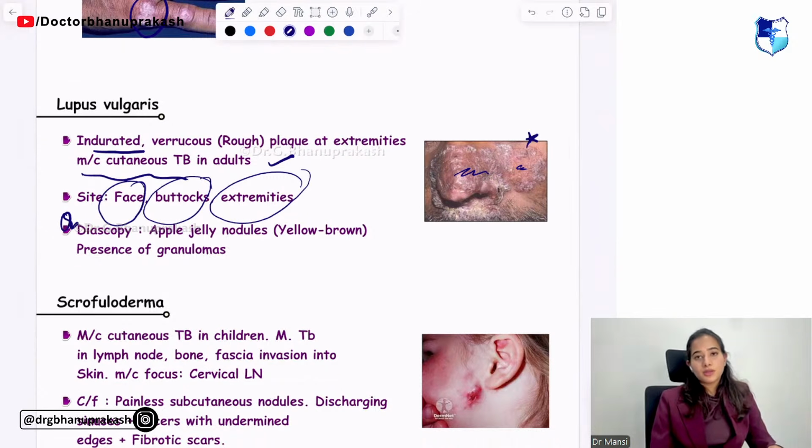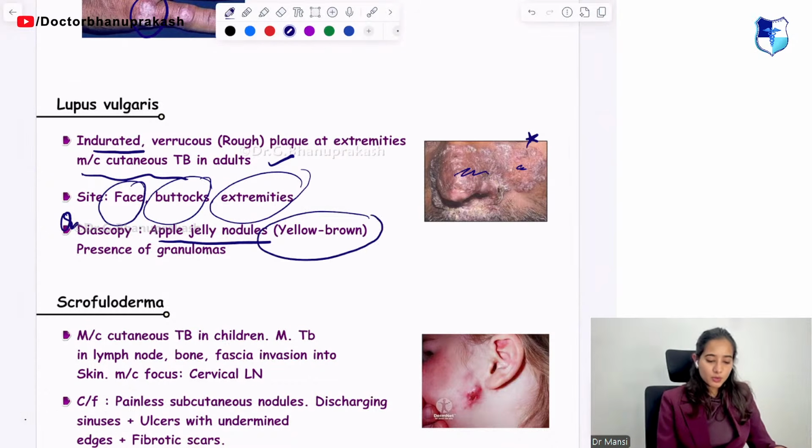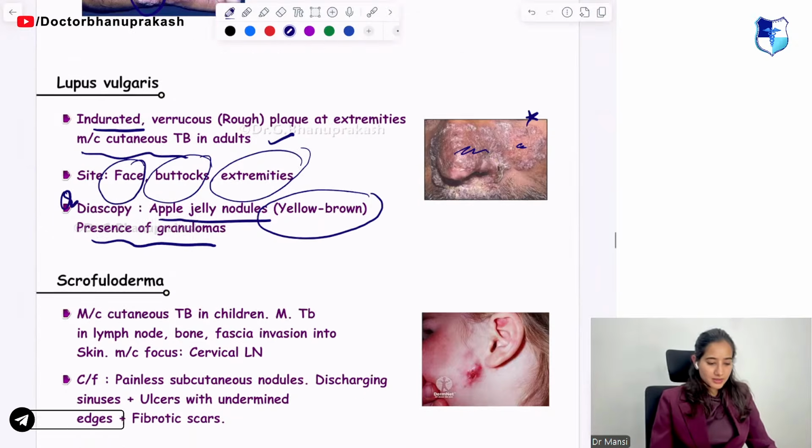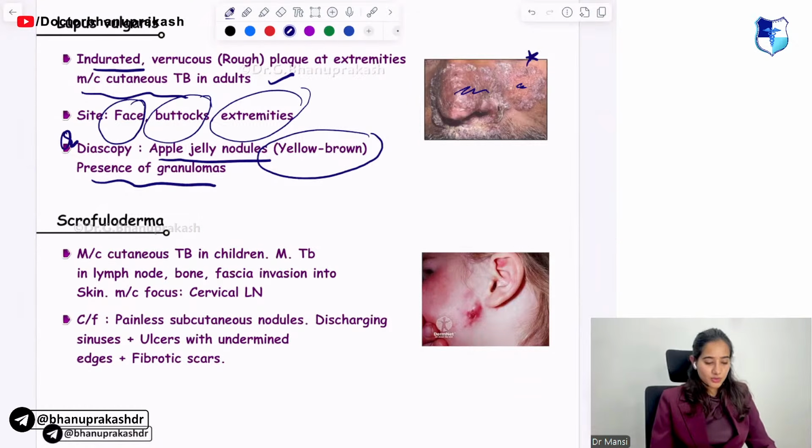Diascopy is used for the diagnosis of lupus vulgaris. You take a glass slide and press it. When you press it, the apple jelly nodules give a yellow-brown discoloration. Sometimes they can give you the image of diascopy as well, which we'll see later on. The presence of granulomas is also characteristic for lupus vulgaris, of course, because it is tuberculosis. So you know that granulomas are going to be there.